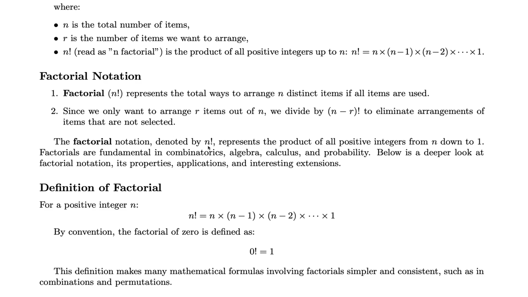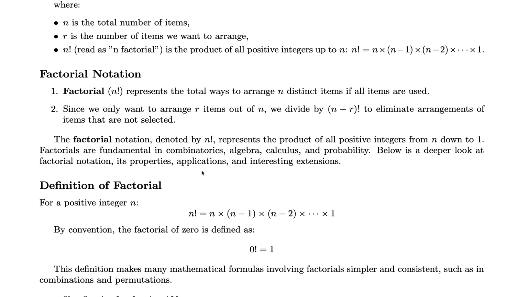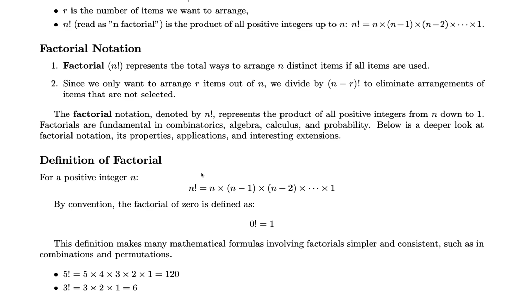But the factorial notation is n factorial represents the product of all positive integers from n times n minus 1 times n minus 2 and continue on going down by 1 all the way until you have that final product of 1. Now factorials are fundamental in combinatorics, algebra, calculus, probability, cryptography is an extension of it. Anyway, let's take a look at what the definition is. You can see it here. For a positive integer n, we have n factorial, and that equals n times n minus 1 times n minus 2 times going down by 1 all the way until you end up with 1.